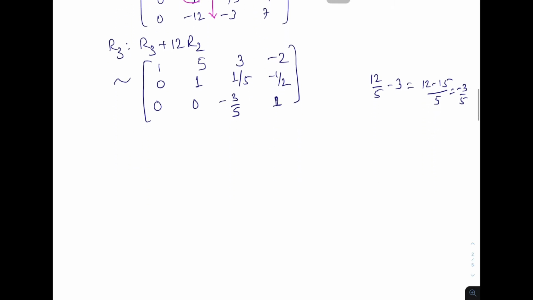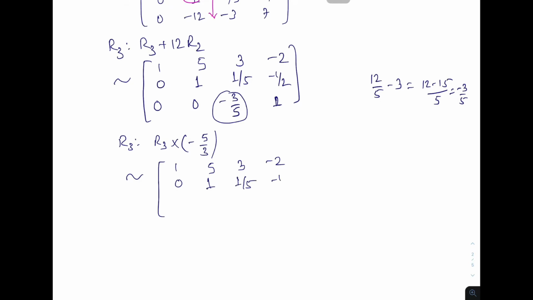And so next is just divide, so R3 into -5 by 3. So you are having 1, 5, 3, -2, 0, 1, 1 by 5, -1 by 2, 0, 0, 1, and -5 by 3. This is in row echelon form.